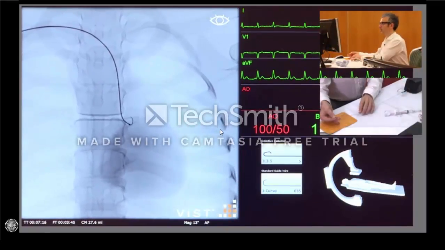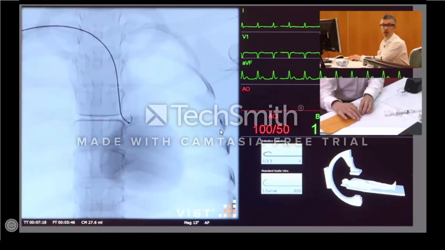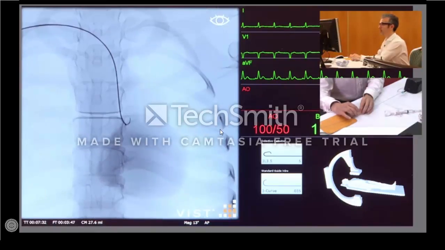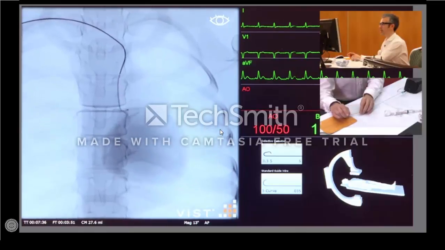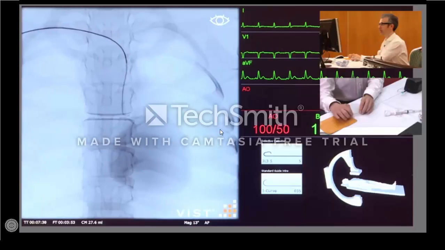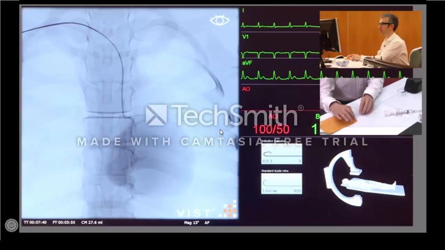So now we're going to take out the 035 wire. It's done its job of navigating our way to the ascending aorta. What we don't want is for that wire to go down any coronary arteries. I'm going to bring back that wire, and what you'll see happen is that the guide catheter will assume its preformed shape. In this case we have a Judkins left 3.5 catheter.